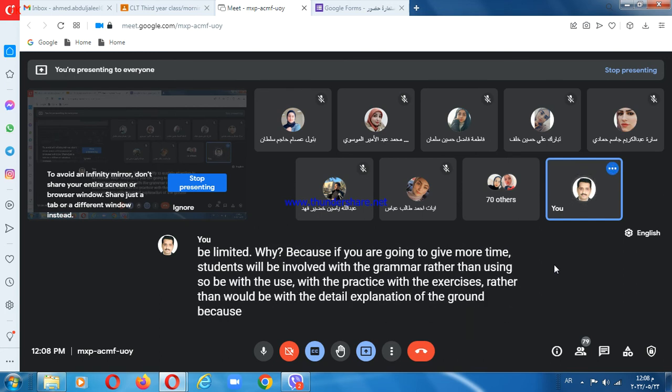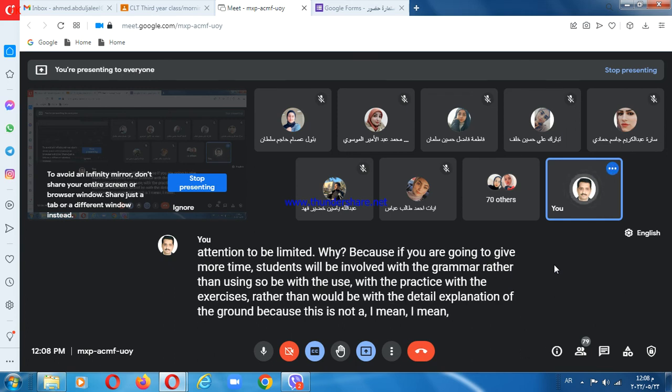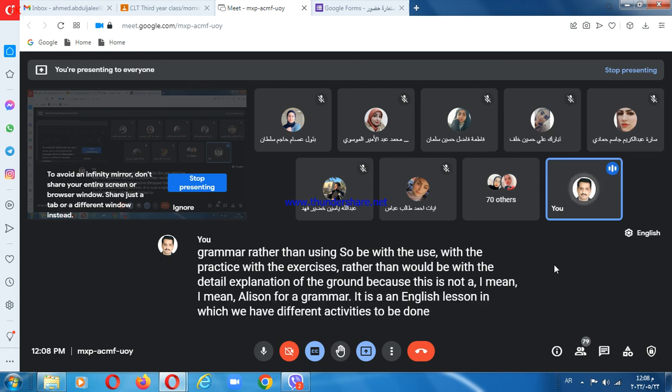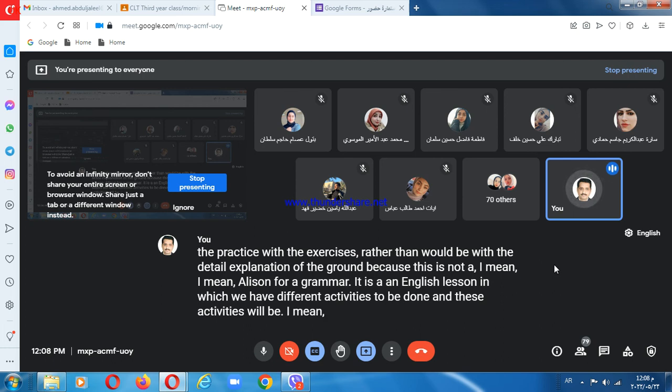Because this is not a lesson for grammar. It is an English lesson in which we have different activities to be done, and these activities will be the aim rather than focusing on grammar.